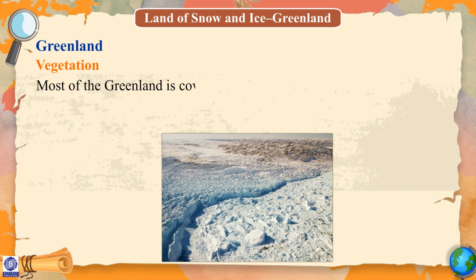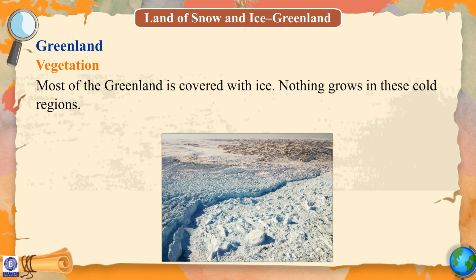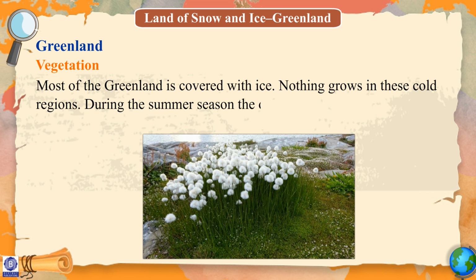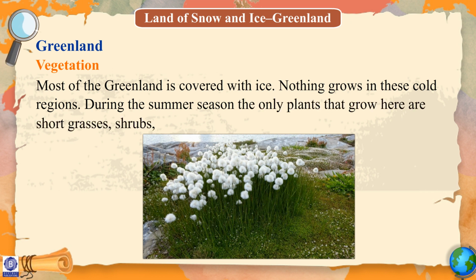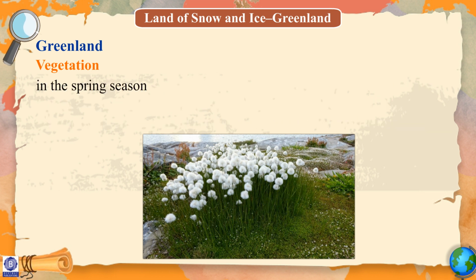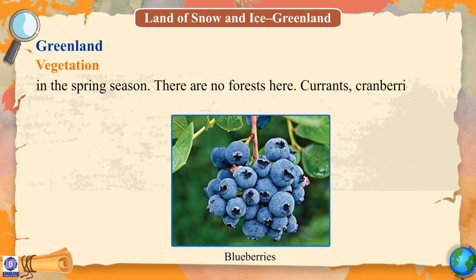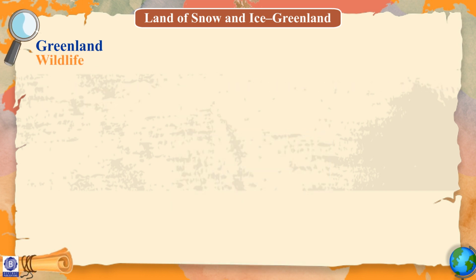Vegetation. Most of Greenland is covered with ice. Nothing grows in these cold regions. During the summer season, the only plants that grow here are short grasses, shrubs, bushes, lichens, and mosses. Some flowers grow in the spring season. There are no forests here. Currants, cranberries, and blueberries also grow here.